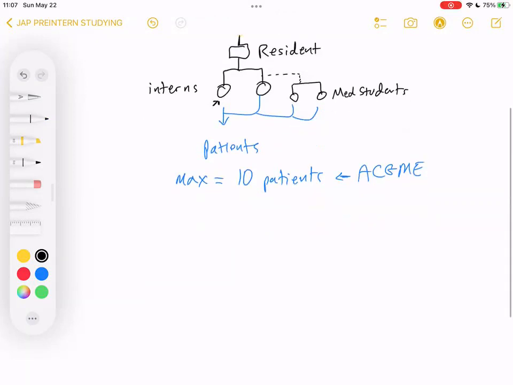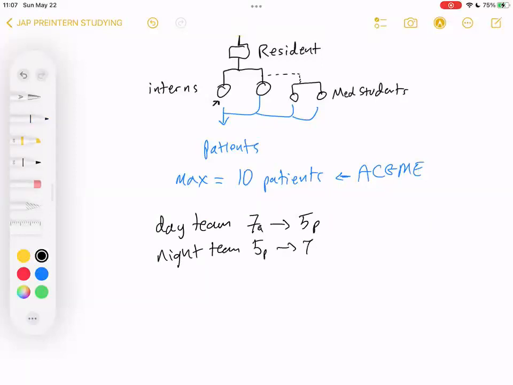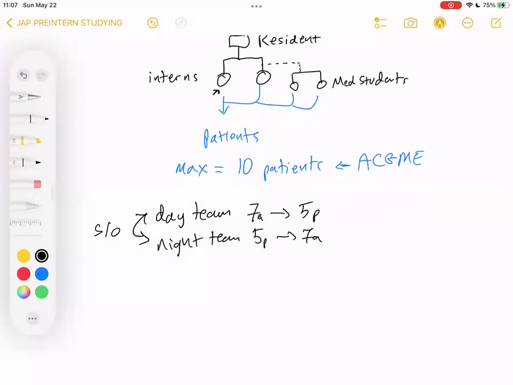Because as you're going to see, there is usually a day team, and the day team officially starts at 8, but usually at 7 a.m., until like 5 p.m. And then there's a night team, and the night team takes over from 5 p.m. till 7 a.m. Okay. And you are going to sign out to each other what's happening with your patients. Now, every program will do it differently, but you have to know the basics. You have to know the typical form of sign out.